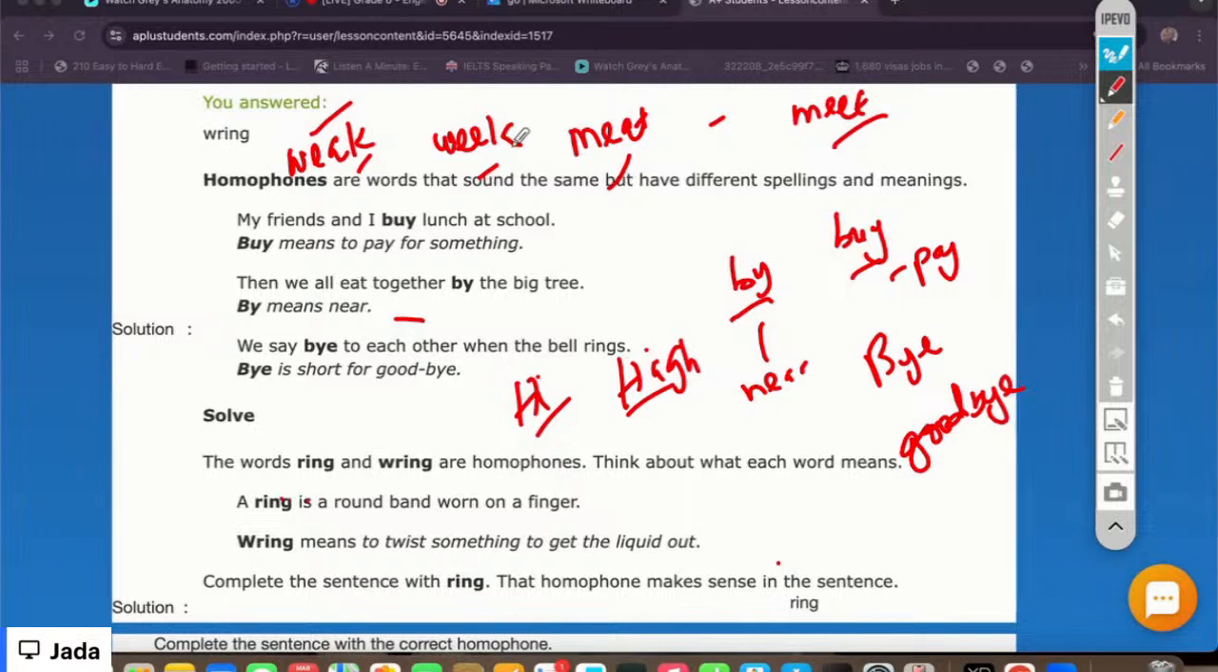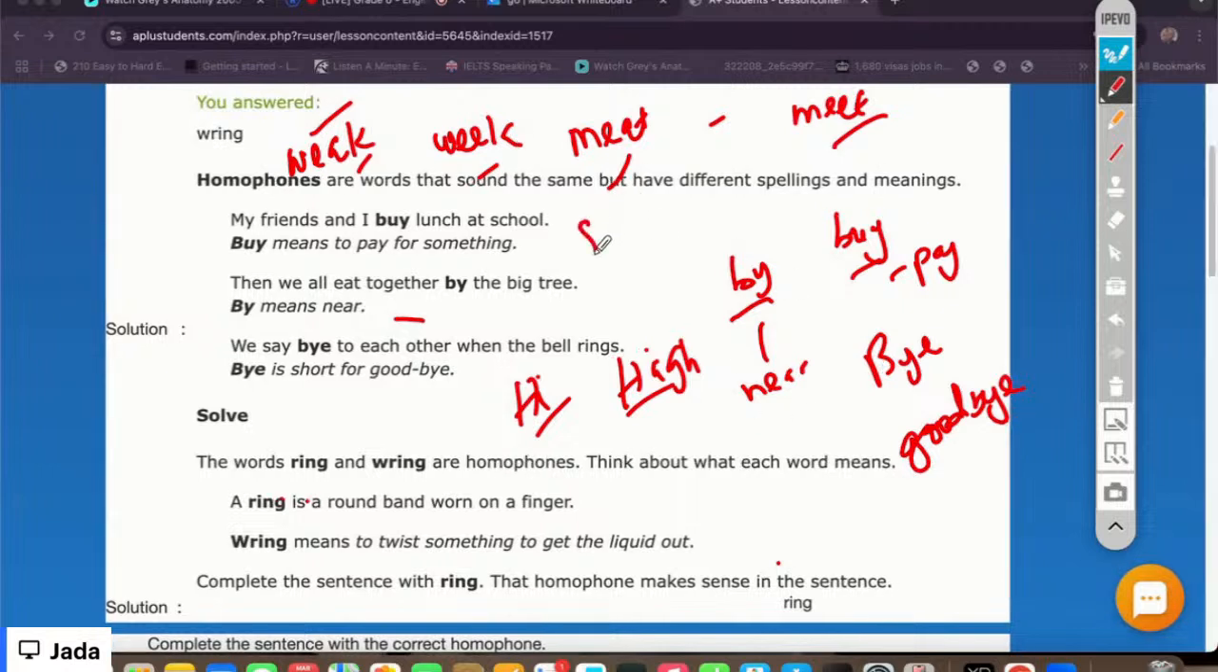So we have sea and then see. Now, this sea is as in the ocean, the water. And then see is like when you meet someone, when you see someone with your eyes. So you see, they all sound the same, but they have different meanings. So all these are examples of homophones.